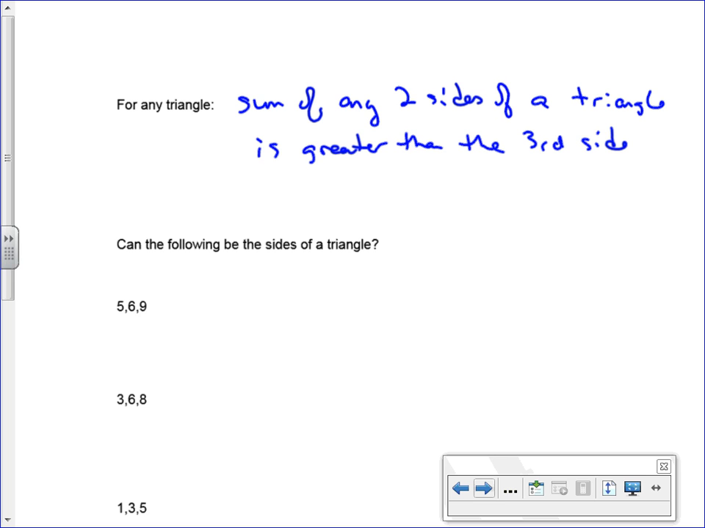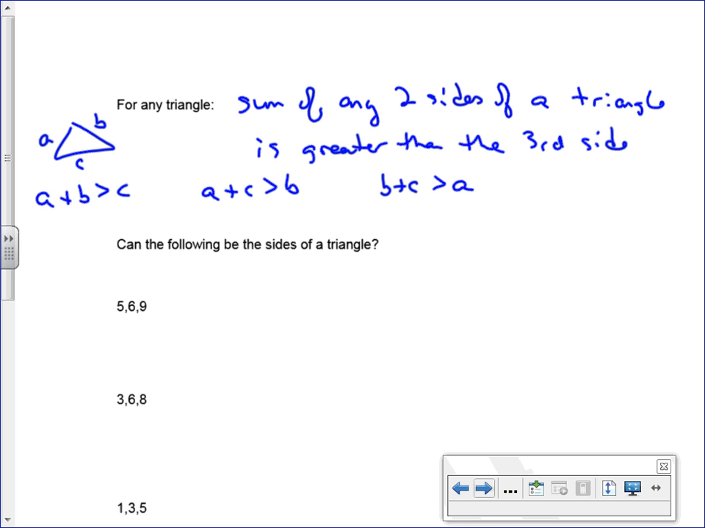Okay, so if you draw any particular triangle and you give them 3 sides, A, B, and C, it does not have to be a right triangle for this. Any triangle at all, this has to be true. If you add up A and B, that must be greater than C. That has to be true. Also, if you add up A and C, that has to be greater than B. And the third one is if you add up B and C, that has to be greater than A. This is true for every triangle.